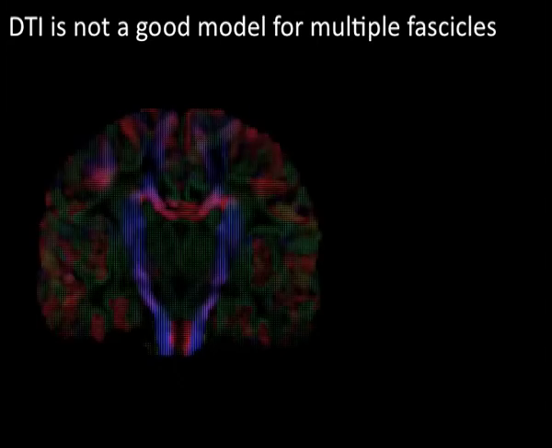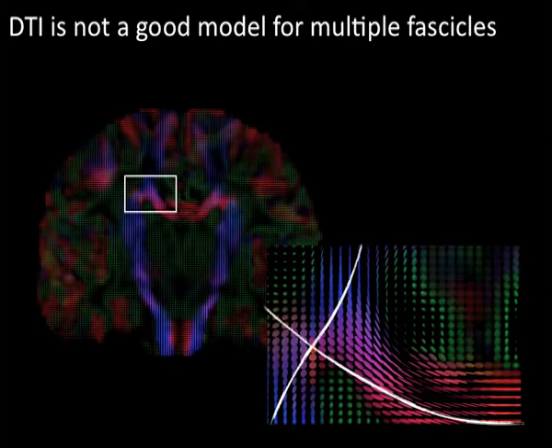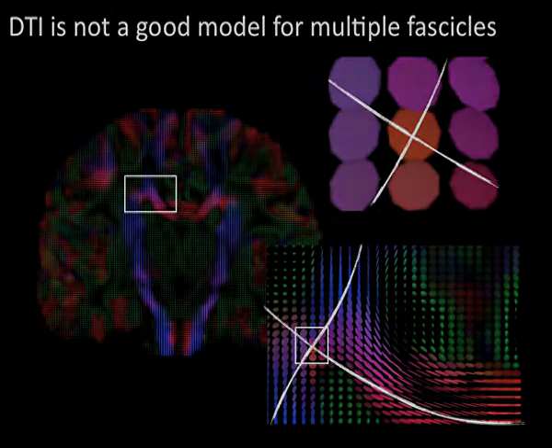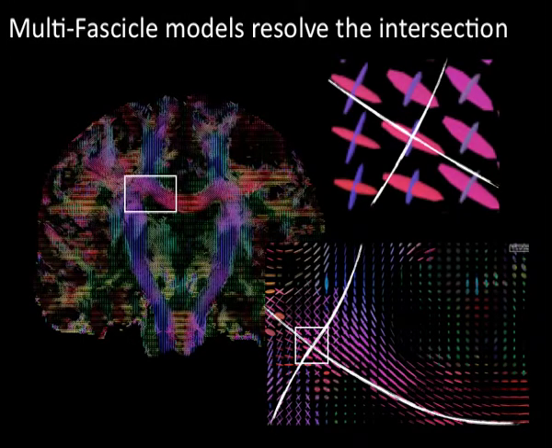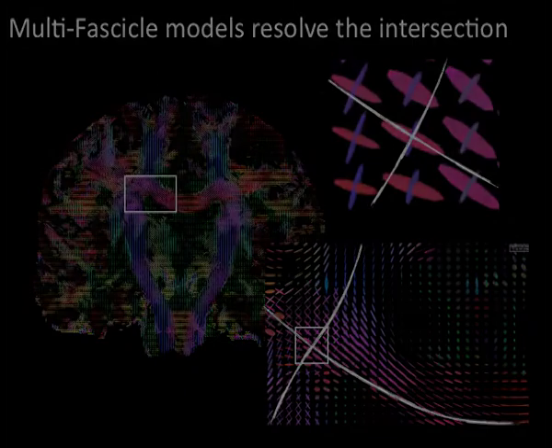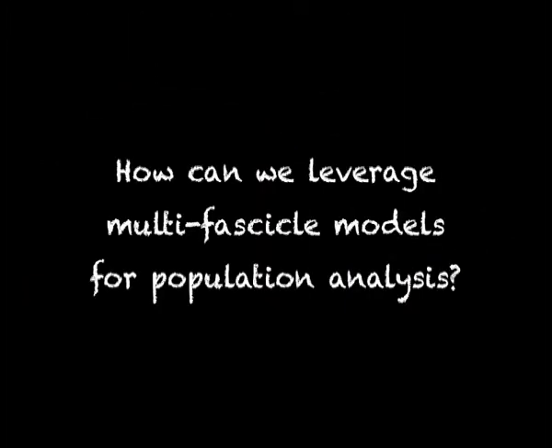The diffusion tensor model is not a good model when there are multiple fascicles crossing in one voxel. By contrast, multifascicle models offer a separate model for each fascicle, solving this crossing fibers problem. But then one question naturally arises. How can we leverage multifascicle models for population studies?